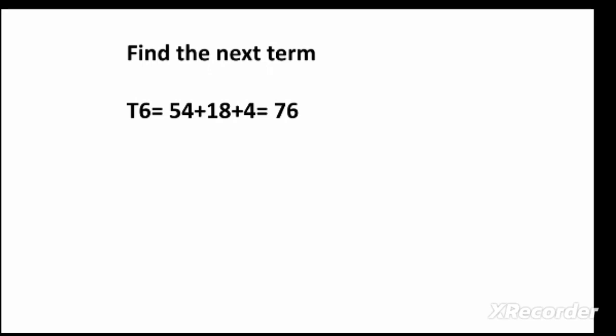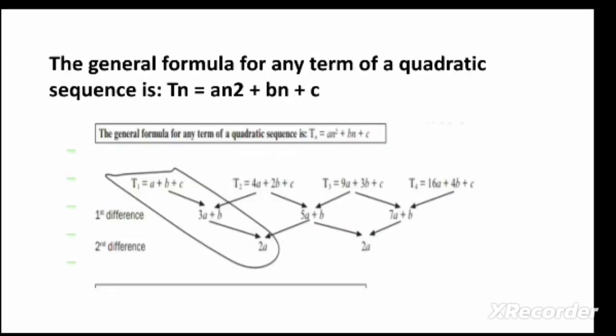But this might confuse you, and if you want to use the easiest way, what you can do is to find the general formula of a quadratic sequence. The general formula is going to help you to find any term that you want. They can ask you to find the 99th term. You'll be able to find it using the general formula of the quadratic sequence.